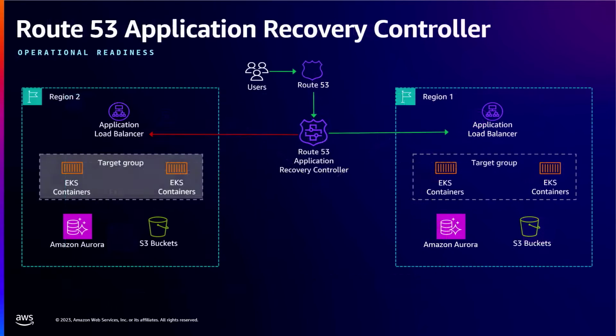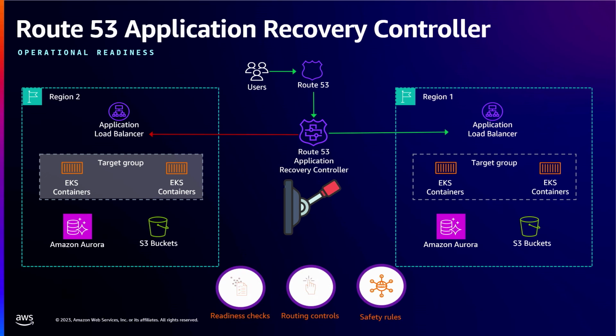adopted Route 53 Application Recovery Controller. If you're not familiar with this, I'll give you a very quick intro. Application Recovery Controller, or ARC, is part of the Route 53 service. And it helps you at a macro level. There are three key benefits of adopting Application Recovery Controller. One is the readiness checks, as we've been talking about.